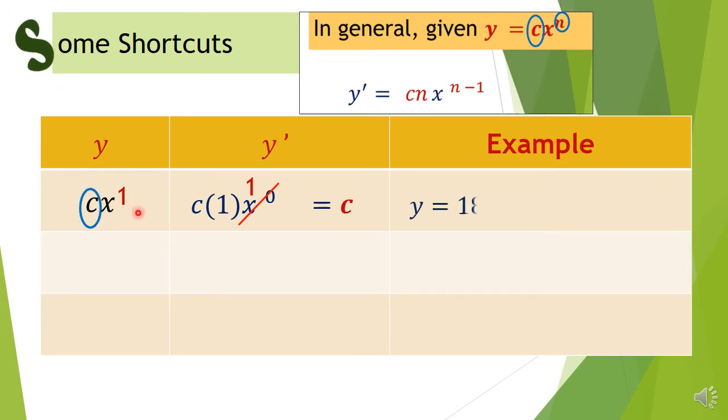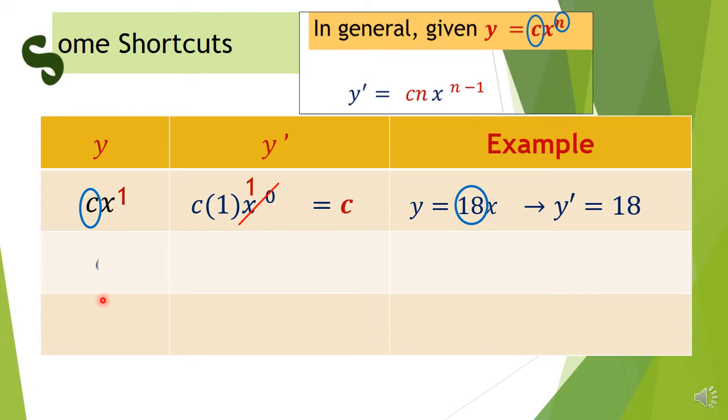So for example, if we're given 18x, that looks just like cx, right? So it's like picking up the constant coefficient. All we have to do is pick that up. So 18 will just be the derivative. So y prime will just be 18. So if it's 100x, y prime will be 100.